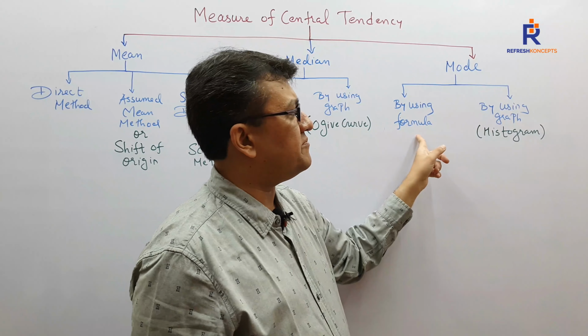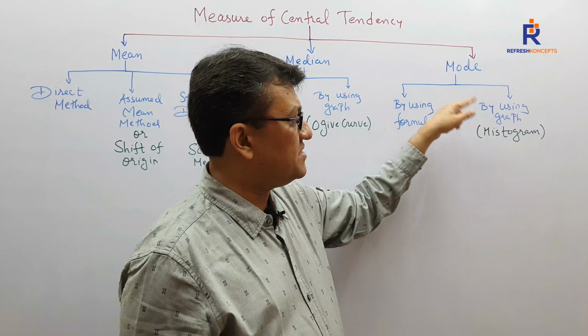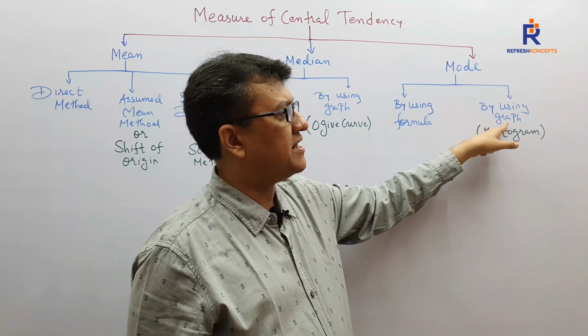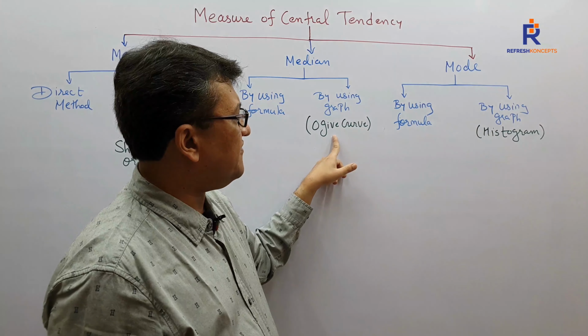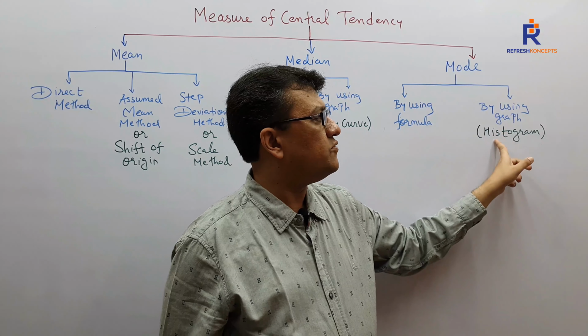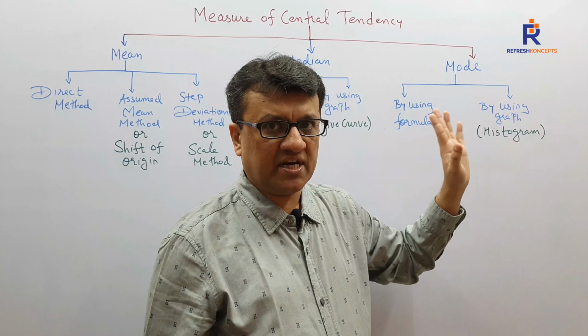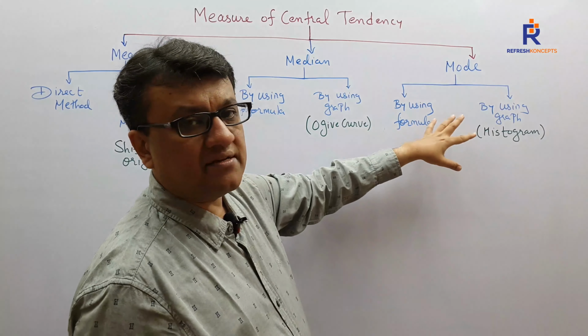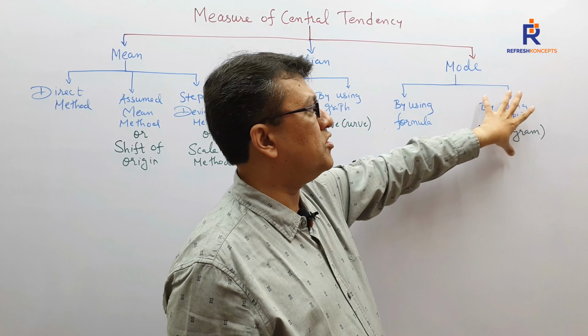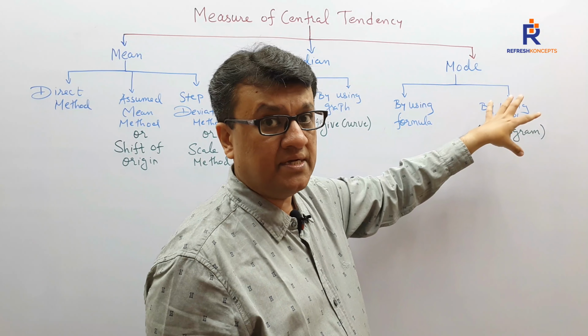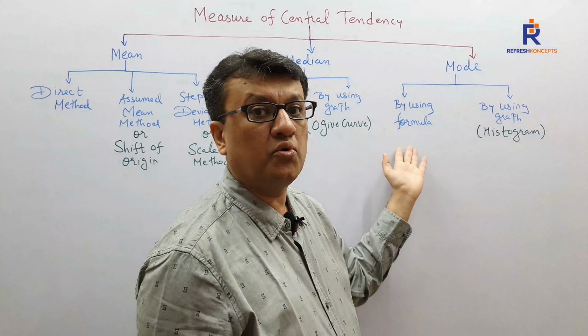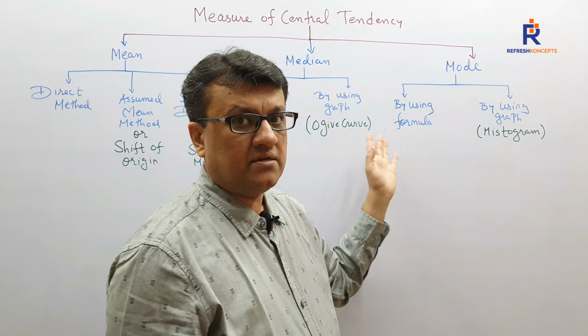Absolutely on the same line, mode also. Mode can also be found out by a formula. And the other thing is by using graph. Here in the graph we have ogive curve, and with the help of histogram is what we find out mode. Again on the same lines, some boards have mode to be found out only by histogram. Some of the boards may find out mode only by the formula, right?